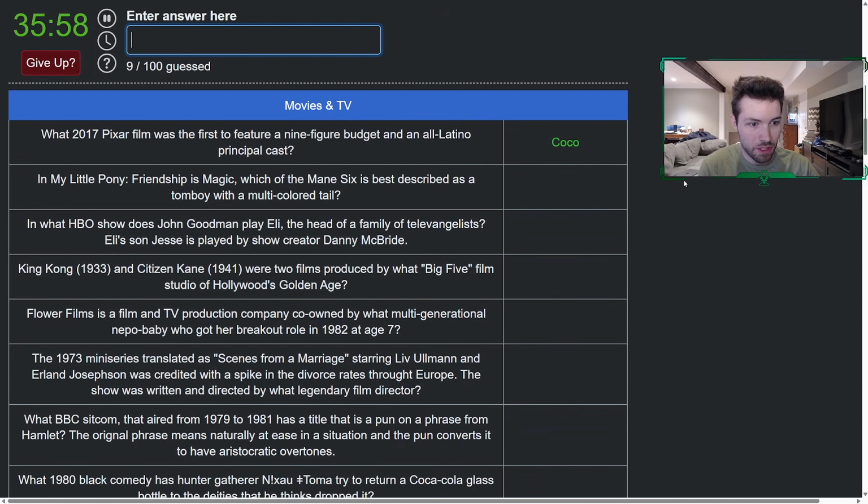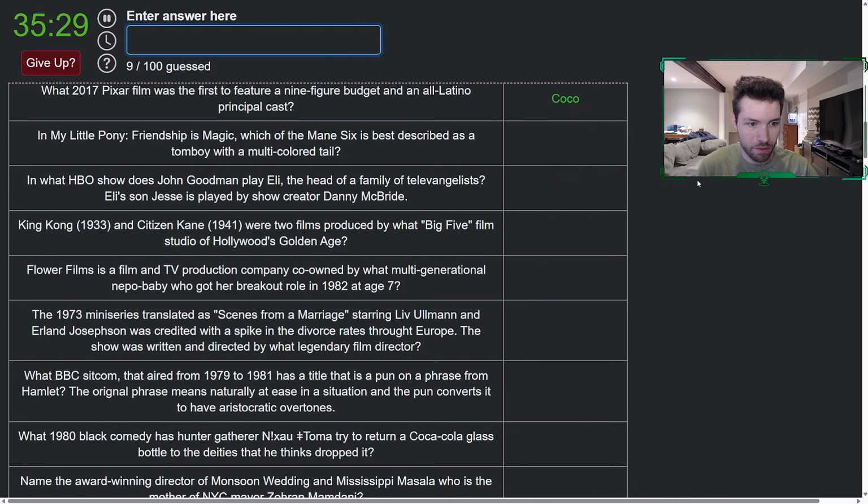In what HBO show does John Goodman play Eli, the head of a family of televangelists? Eli's son Jesse is played by show creator Danny McBride. Uh-oh. Nope, this isn't happening. King Kong and Citizen Kane were two films produced by what Big Five film studio of Hollywood's golden age? I might be getting 1 out of 10 here. Yikes, man. Again, I just have no idea.